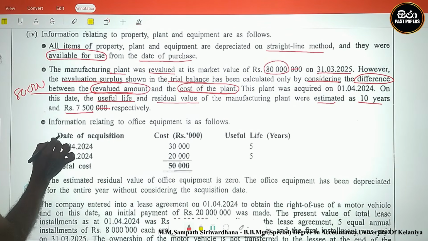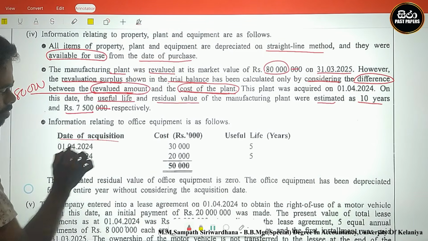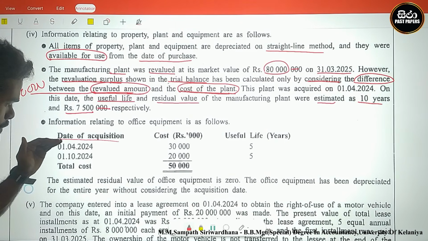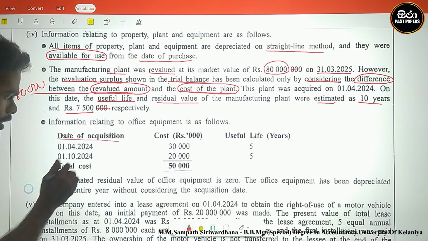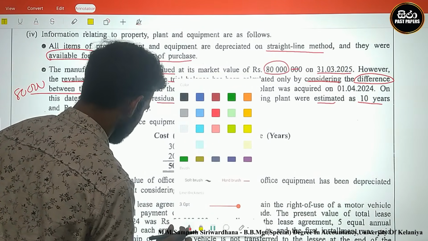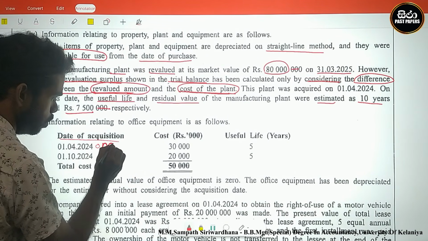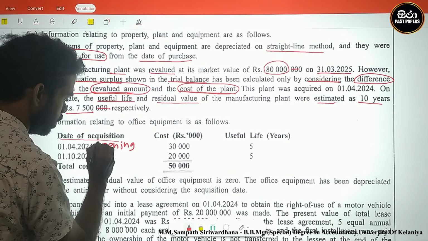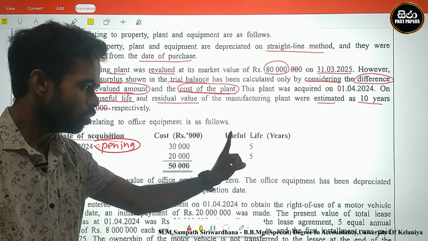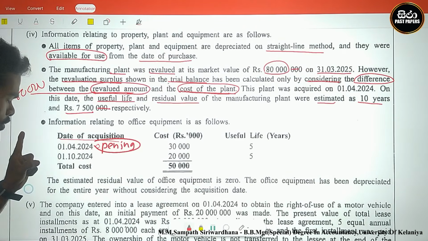Look here. Date of acquisition. There is an acquisition date of 1st April 2024. This is the opening date acquisition. 30,000 cost. Useful lifetime 5.